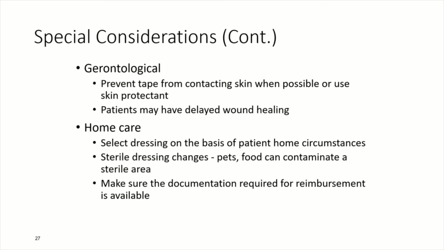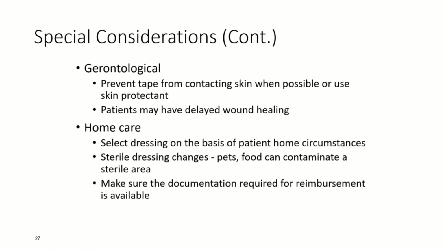Home care, select dressing on the basis of the patient's home circumstances. Like if you have somebody who might benefit from a wound vac, but they are non-compliant and they keep turning it off, that might not be the best dressing. You want to select a dressing that the patient's going to be able to use, and if they need to change it themselves at some point, something that they're going to be able to change.